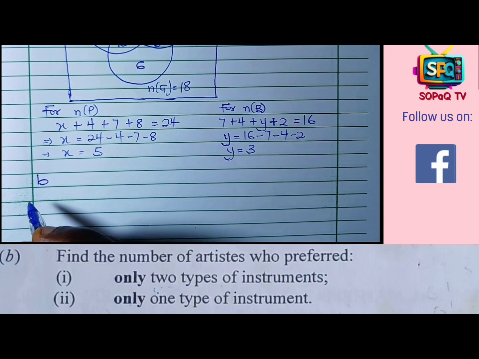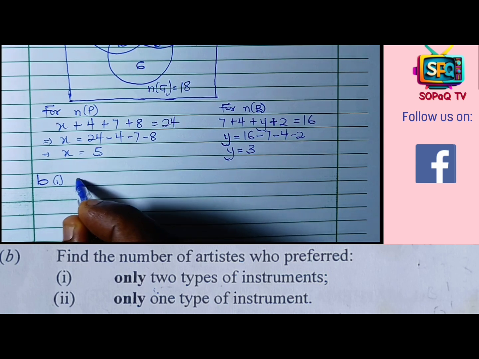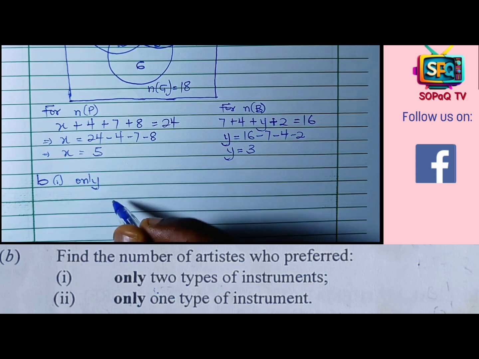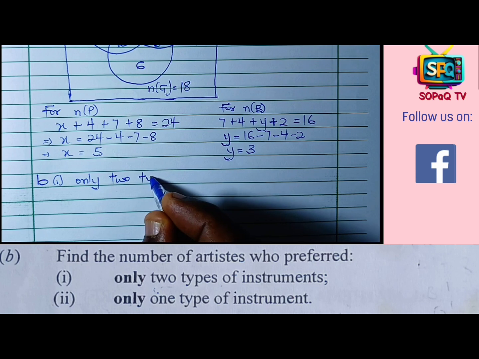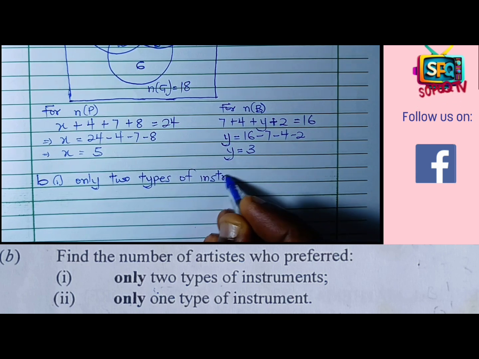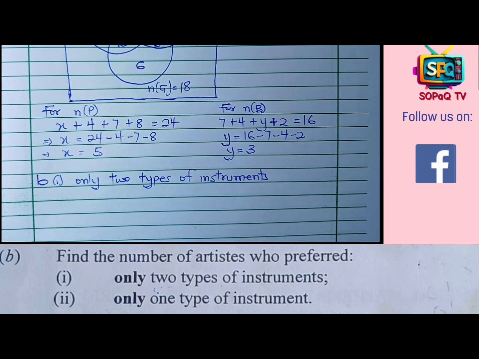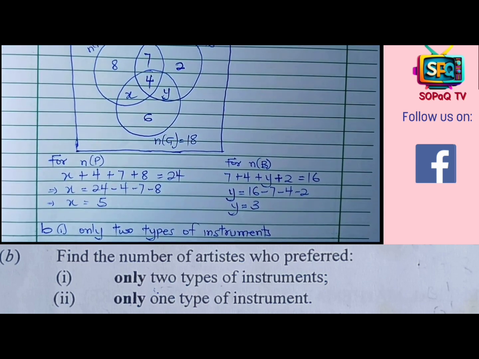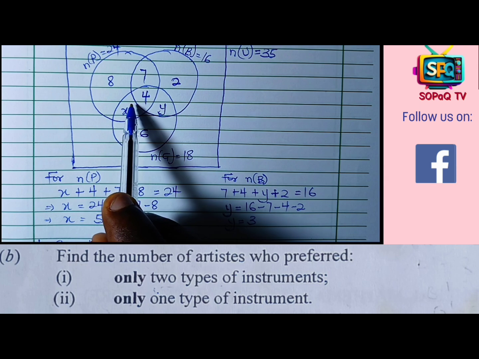What does the B say? Find the number of artists who preferred only two types of instruments. And from the diagram, only two types are those that have been recorded here.